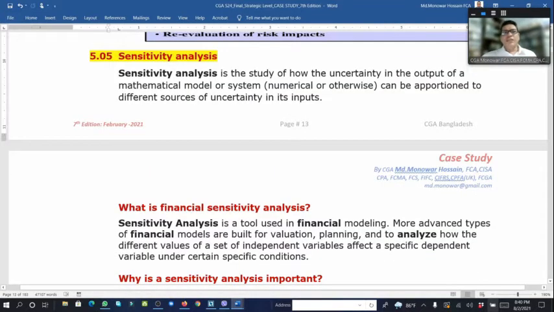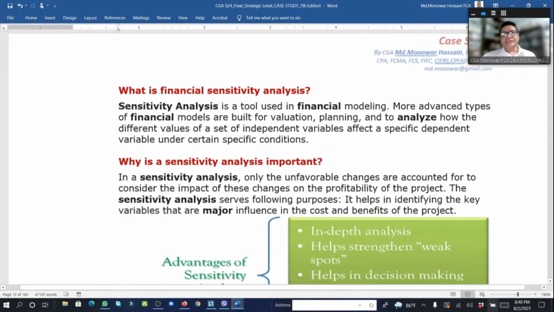So we need to understand sensitivity analysis for our case study. So what is sensitivity analysis? It is the study of how the uncertainty in the output of a mathematical model of a system can be apportioned to the different sources of uncertainty in the input. So sensitivity analysis is the uncertainty calculation.